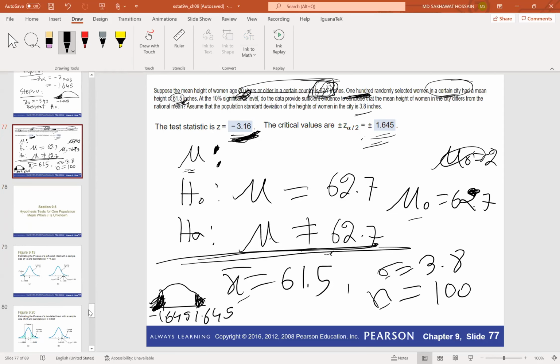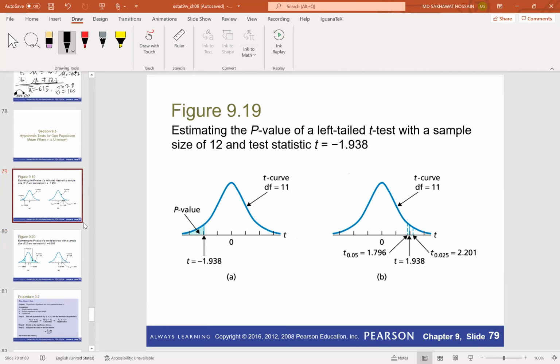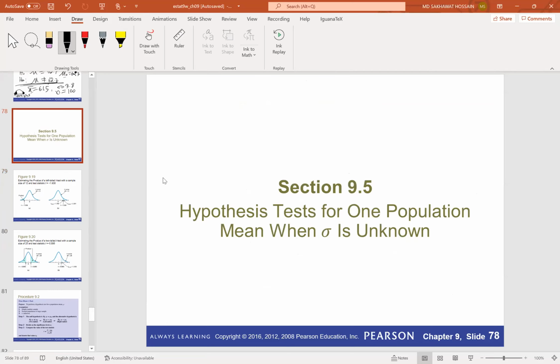Okay, so we have one more section left from this chapter, section 9.3. And after that, we'll have two more chapters, chapter 10 and chapter 11. And then we'll be done with the syllabus. So I'll try to give you some idea about this section. This is also about hypothesis test for one population mean when sigma is unknown.